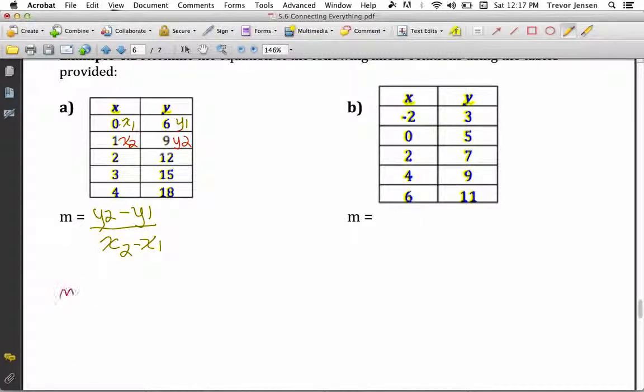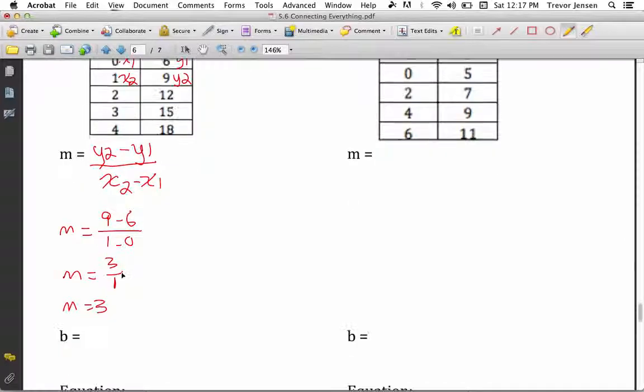Plug that into the formula. So second y coordinate minus first y coordinate is 9 minus 6. Second x coordinate minus first x coordinate is 1 minus 0. I get 3 over 1, which I know 3 divided by 1 is equal to 3. So the slope of this line, or the rate of change between the variables, is 3.